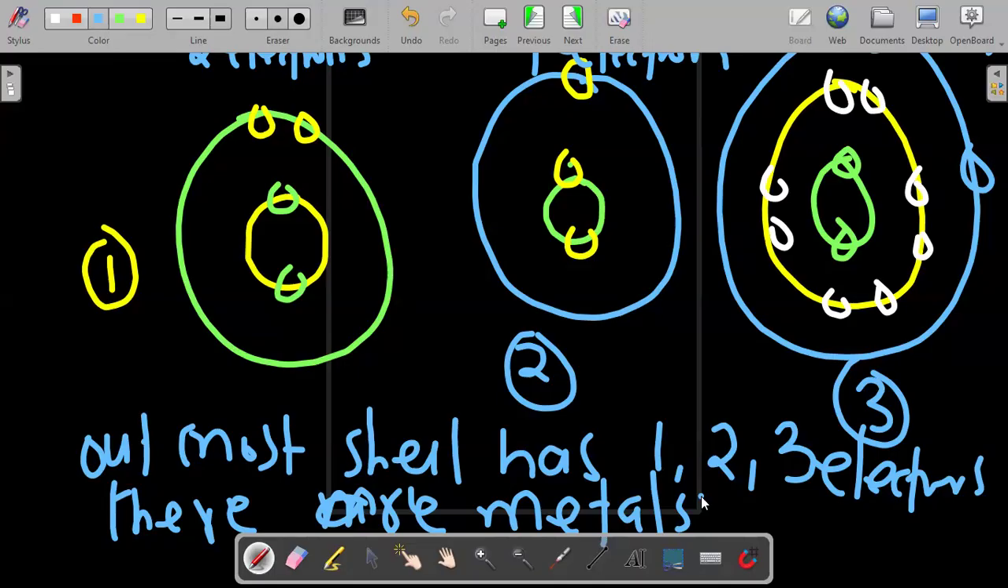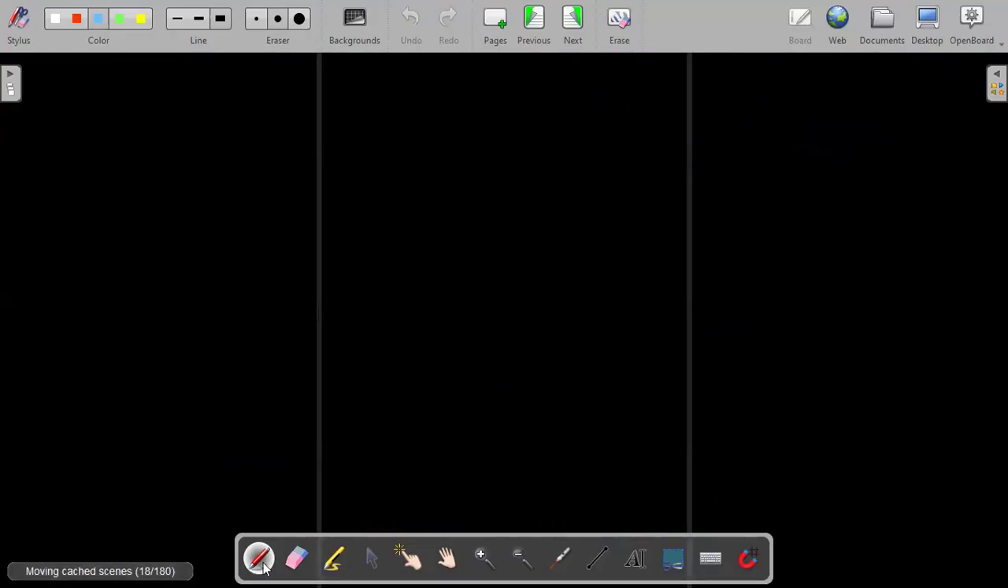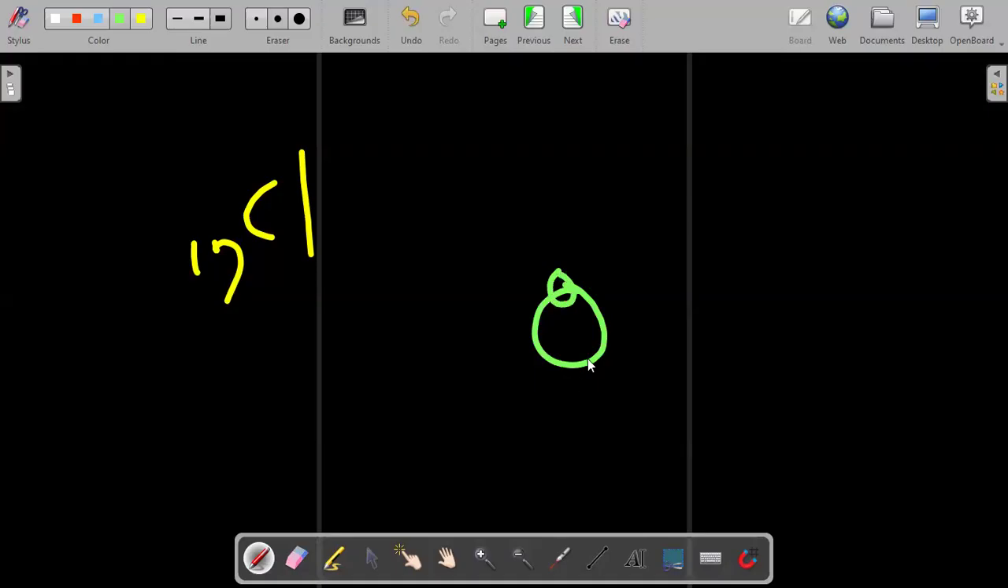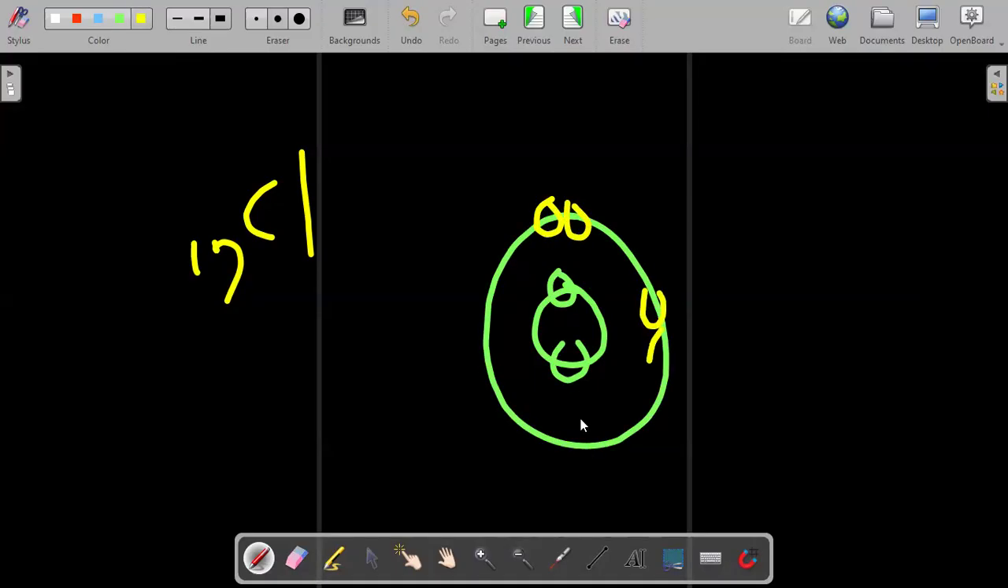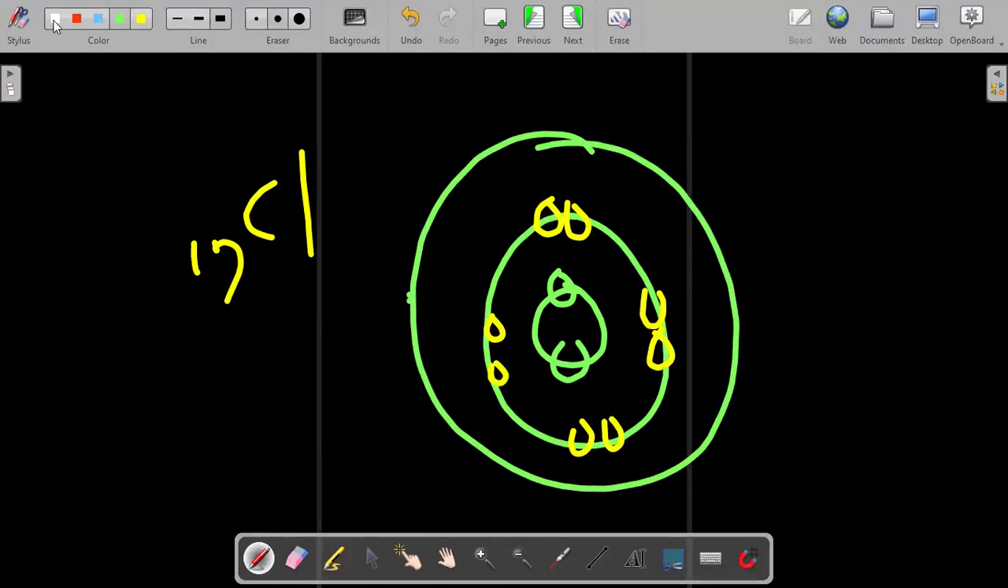So let me give you a typical example. Let's see chlorine and tell me whether chlorine is a metal or non-metal. I want to arrange chlorine now. Chlorine is 2, followed by 8, then followed by 7. So how many electrons are there in the outermost shell of chlorine? 7. So we say chlorine is a metal or non-metal? Non-metal. Yes, thank you.